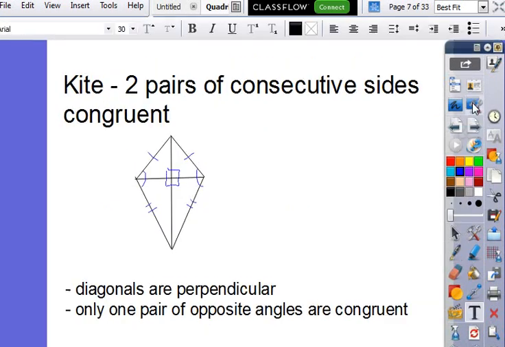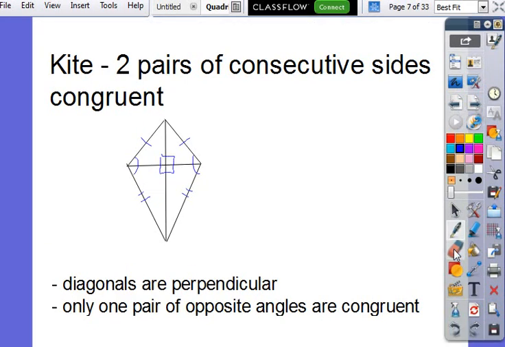All right, a kite has two pairs of consecutive sides congruent. What that's saying is these two at the top are going to match, and then these two at the bottom are going to match. The two pairs of consecutive sides have to be congruent. The diagonals are perpendicular. Perpendicular means what? Makes right angles inside. Perpendicular is right angles. We should know that by now. Only one pair of opposite angles are congruent. That's going to be these right here, going across. Those are going to match up. The top and bottom ones are not.